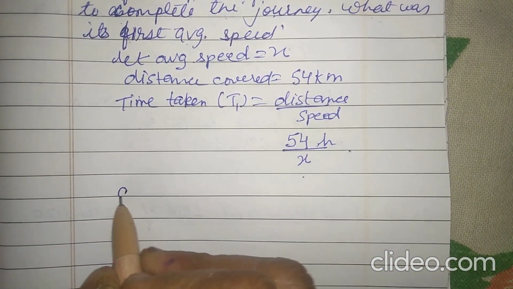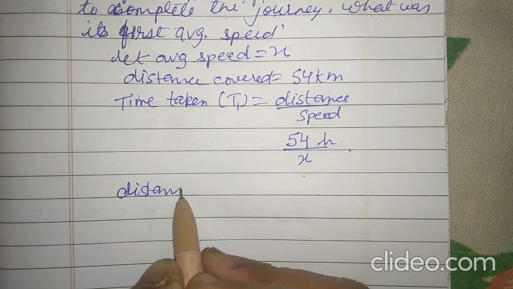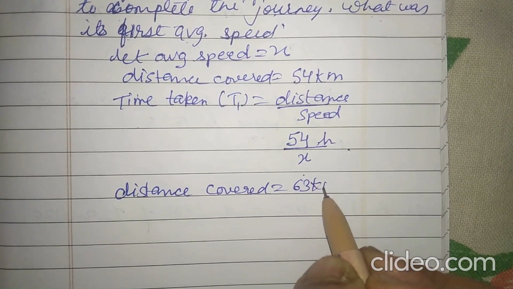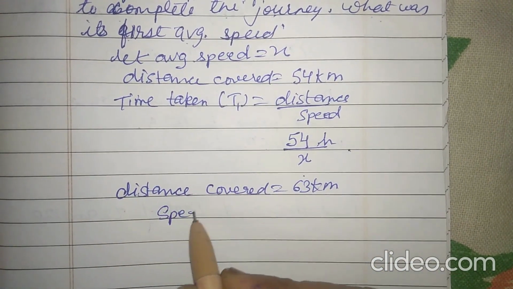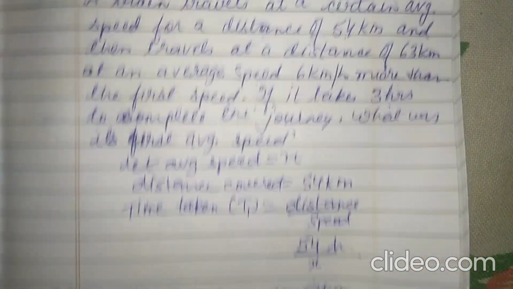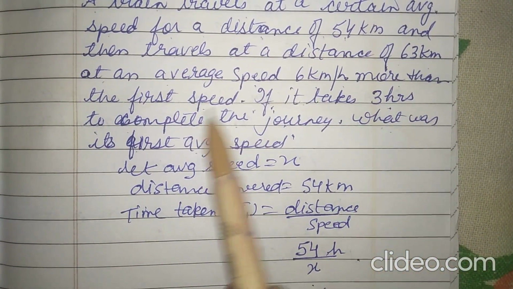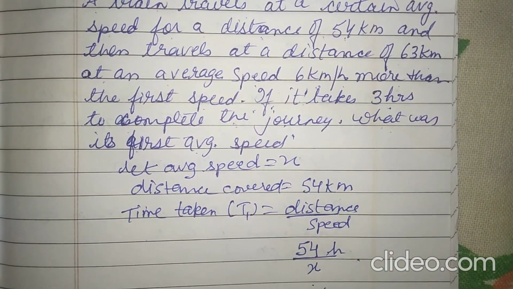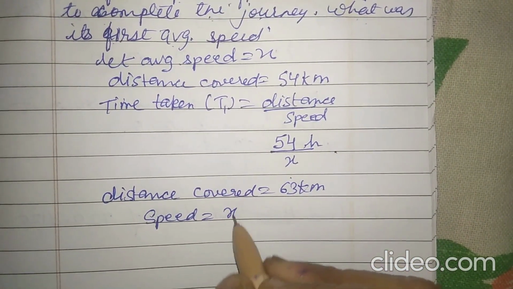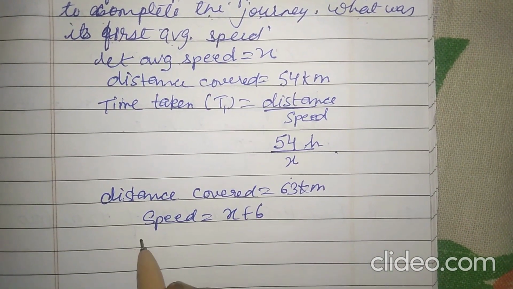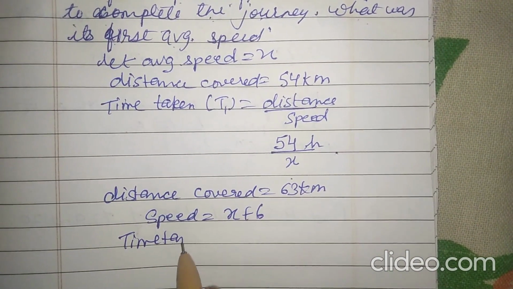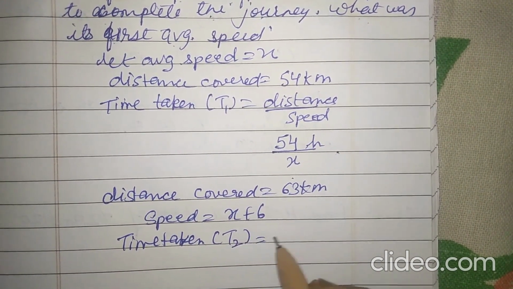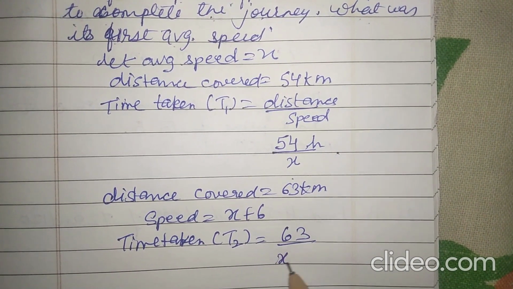Now in the second phase, the distance covered was 63 kilometers and the speed was 6 kilometers per hour more than the first speed. So we will write it as the second speed will be x plus 6. Then our time taken, let's say it's t2, will be distance covered by speed.